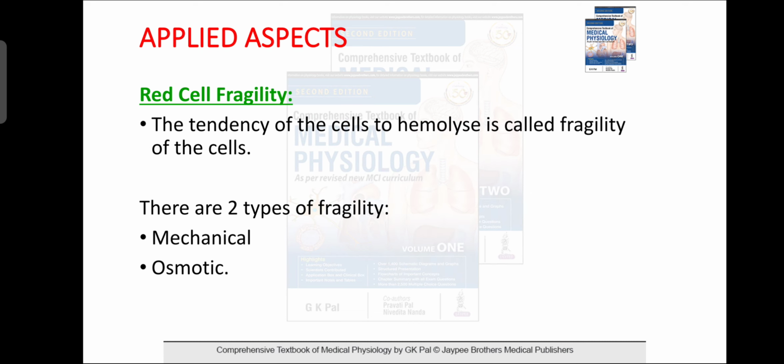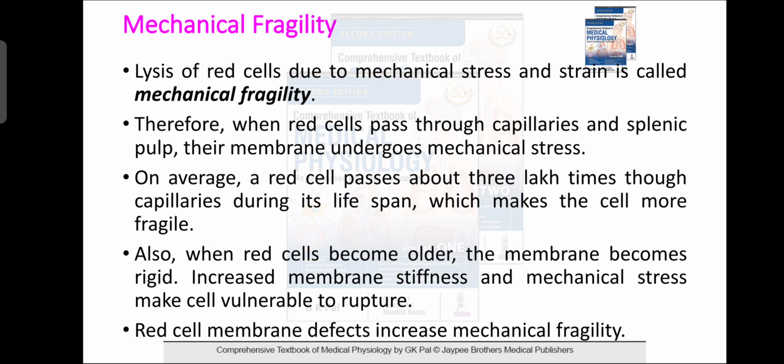Applied aspect, red cell fragility. The tendency of the RBC to hemolyze is called fragility of RBC. There are two types of fragility, mechanical and osmotic fragility. Mechanical fragility is the lysis of RBC due to mechanical stress.